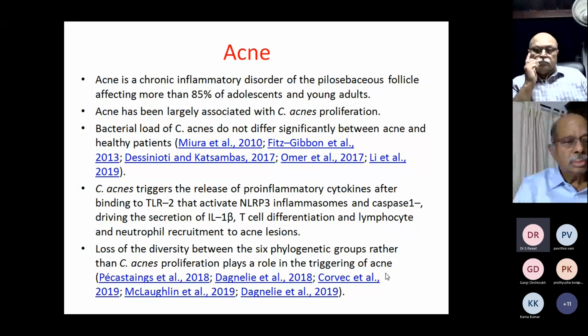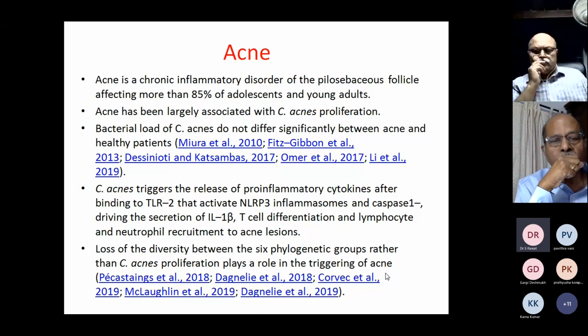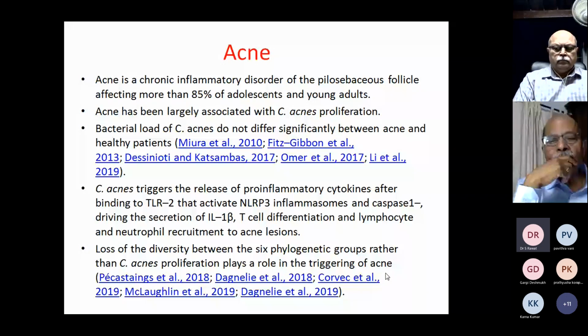Then acne has been largely associated with Cutibacterium acnes proliferation, and the load of this bacteria differs significantly between acne patients and healthy individuals. Various studies have shown this. Now, this bacteria actually triggers the release of pro-inflammatory cytokines after binding to toll-like receptor 2, and they activate various other responses and T cell differentiation, and they recruit lymphocytes and neutrophils to the acne lesion, thus playing a part in the etiology.